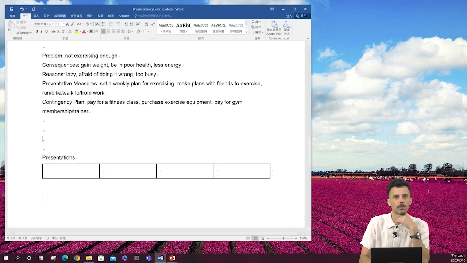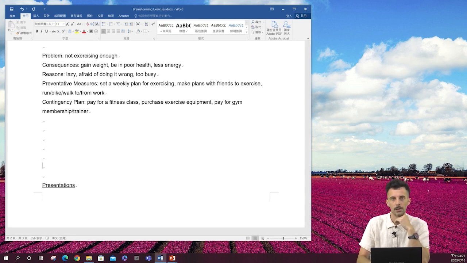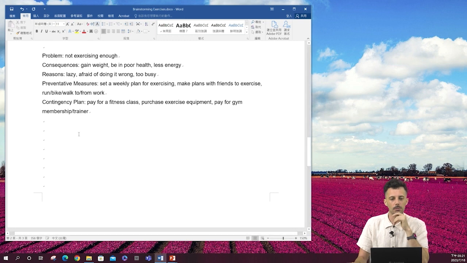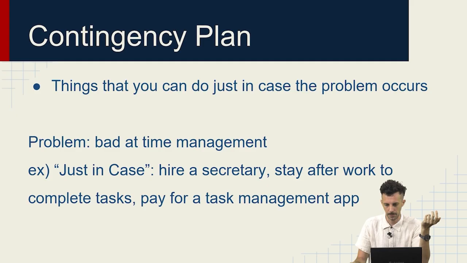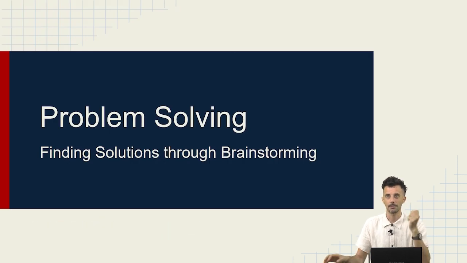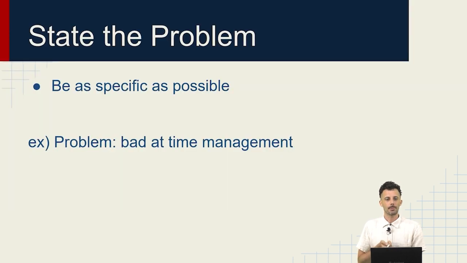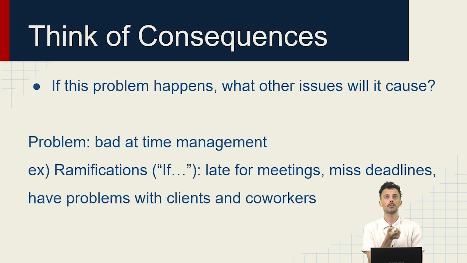Okay, another page. I'll review the problem-solving things one more time as a review, and then we'll take a 5-minute break. Remember, the whole goal of this is finding solutions through brainstorming. Remember to make sure the problem is as specific as possible. You guys did a good job in both of those examples.